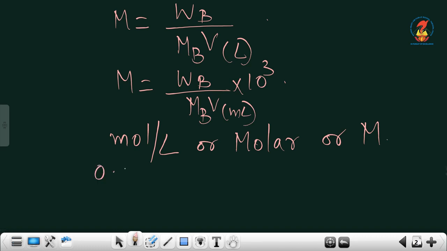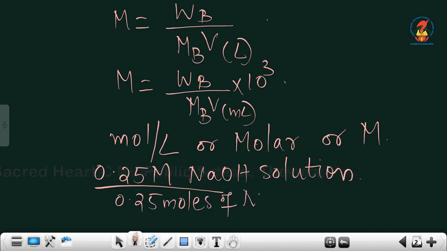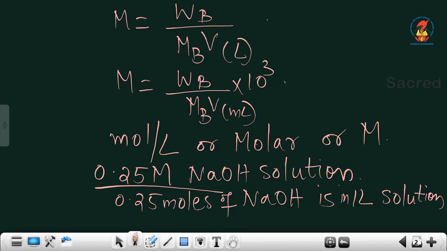So if you see 0.25 molar sodium hydroxide solution, this means that 0.25 moles of sodium hydroxide is dissolved in 1 liter solution. That is the meaning of 0.25 molar sodium hydroxide solution.